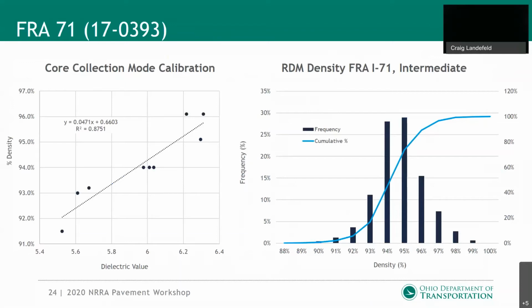But again, with this project, we saw a normal distribution. The data looked pretty good, about what we had expected, and not a whole lot of issues were found as far as poor density.